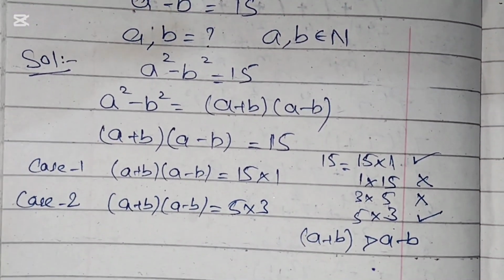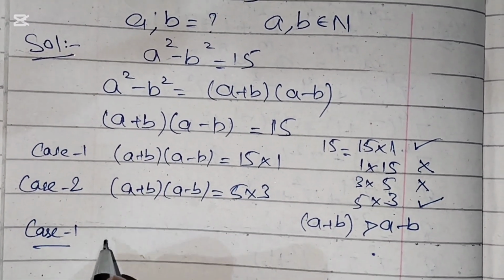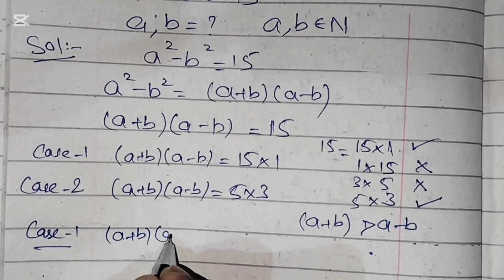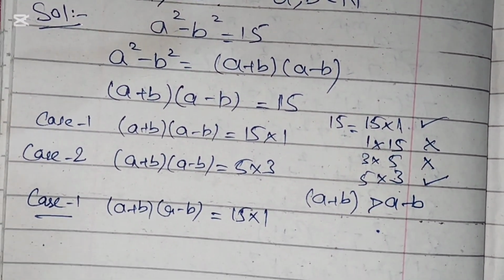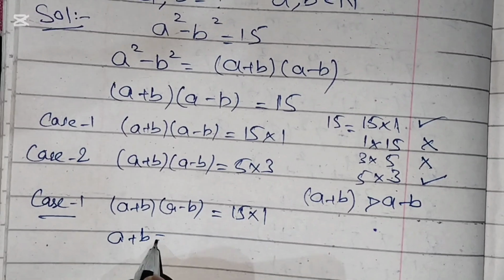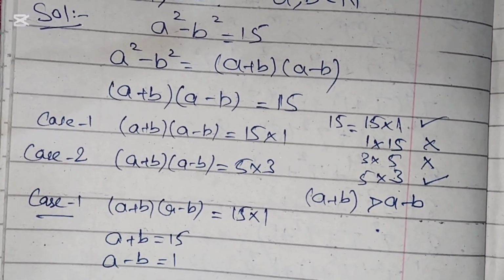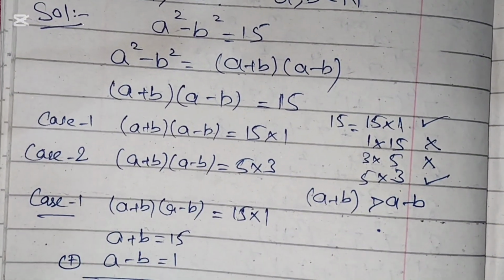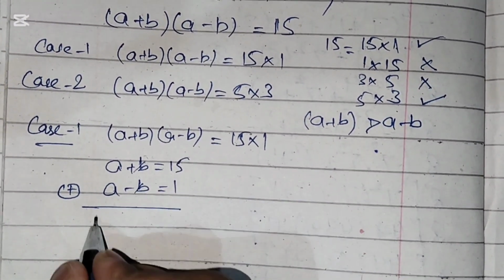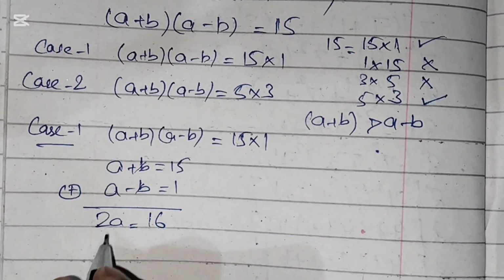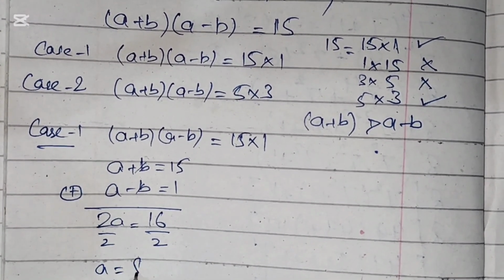So we will take the first case and find the value of a and b. Case 1: (a plus b)(a minus b) equals 15 times 1, so a plus b equals 15 and a minus b equals 1. Now we will add both equations. b cancels. 2a equals 16, dividing by 2 on both sides, a equals 8.